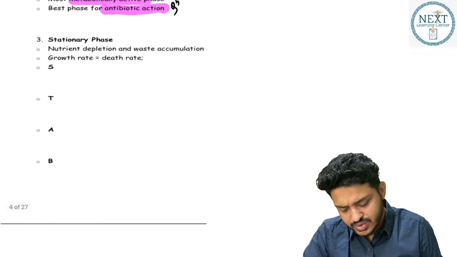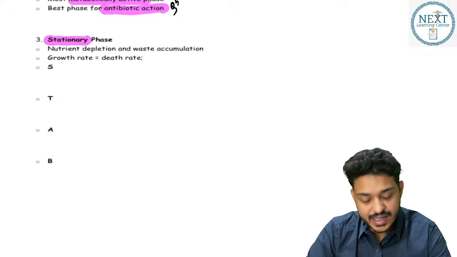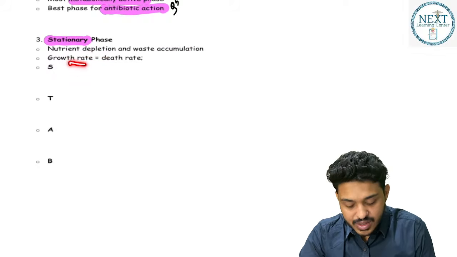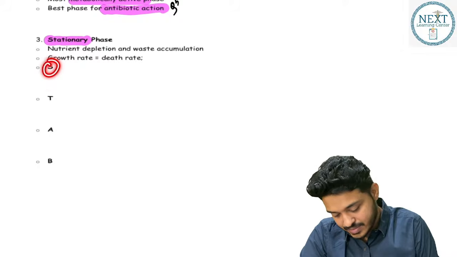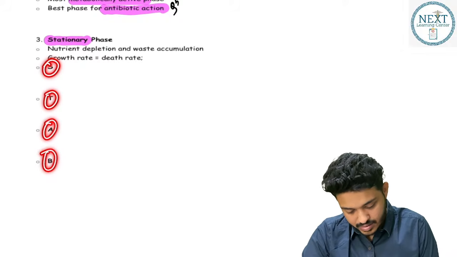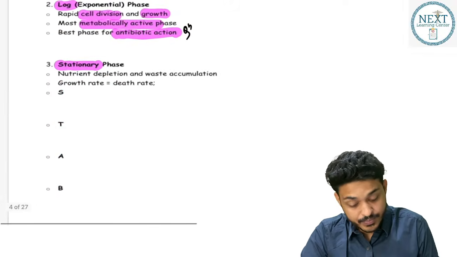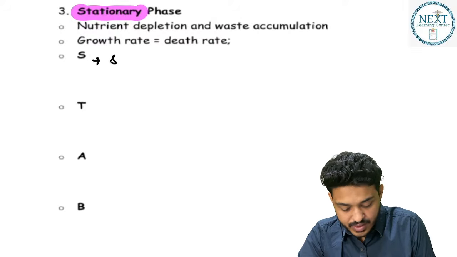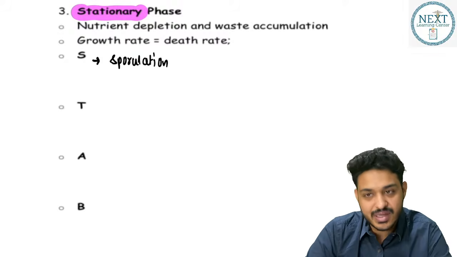Third one is going to be your stationary phase. What happens in stationary phase? Here you will have nutrient depletion and waste accumulation, right? Growth rate is equal to death rate, right? And here, post marriage, you will be getting stressed, right? What happens? As for the first thing, it is going to be sporulation. So the examiner has asked the question, sporulation is going to happen in which phase, right?